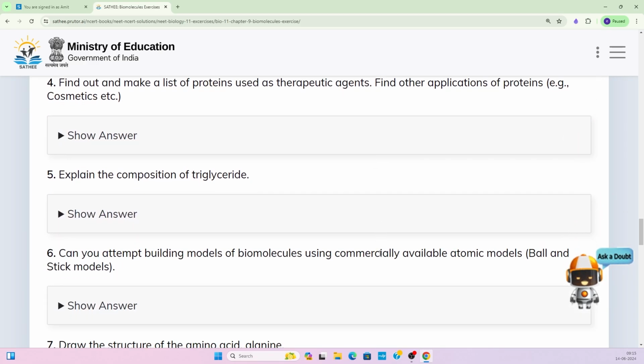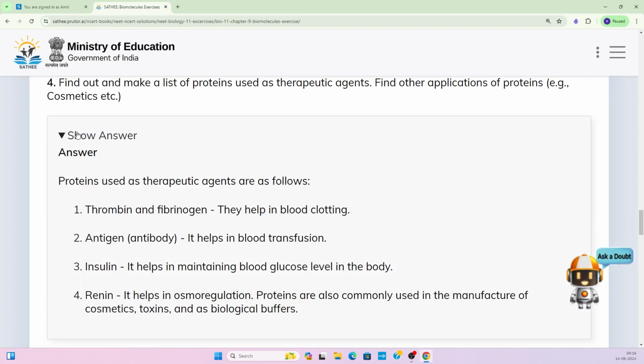Moving to our next question, find out and make a list of proteins used as therapeutic agents. There are so many proteins that are used as therapeutic agents, right? So you have to make a list of proteins that are used as therapeutic agents. Find other applications of protein, for example, cosmetics. Okay, so let us see the answer. Proteins that are used as therapeutic agents are as follows.